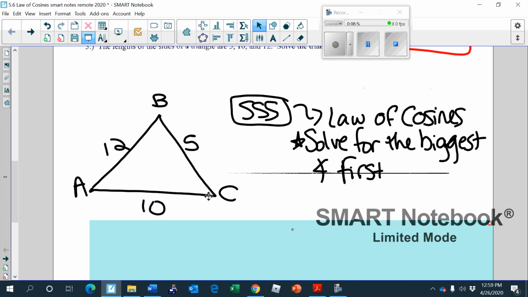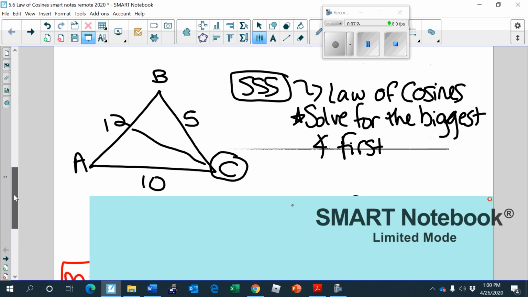It's angle C because 12 is the biggest side, and angle C, in my case, is across from the biggest side. So your biggest angle is always across from your biggest side and vice versa. Your medium side is always across from your medium angle. And your smallest angle is always across from your smallest side. Okay? So here we go. We're going to solve for the biggest angle first.